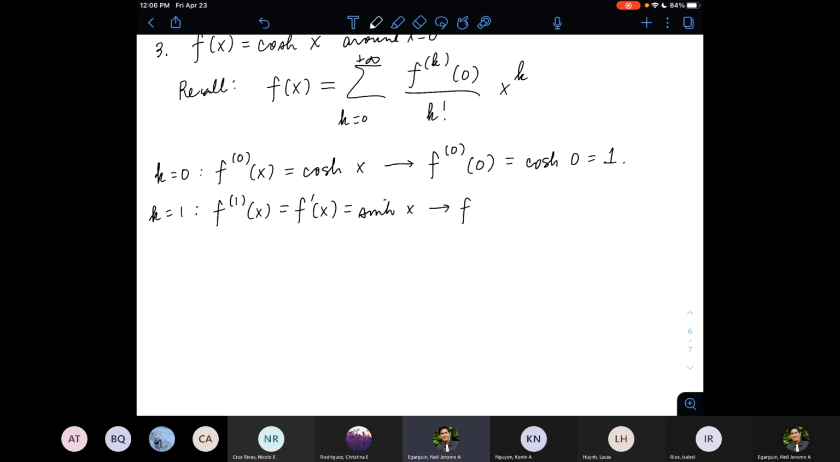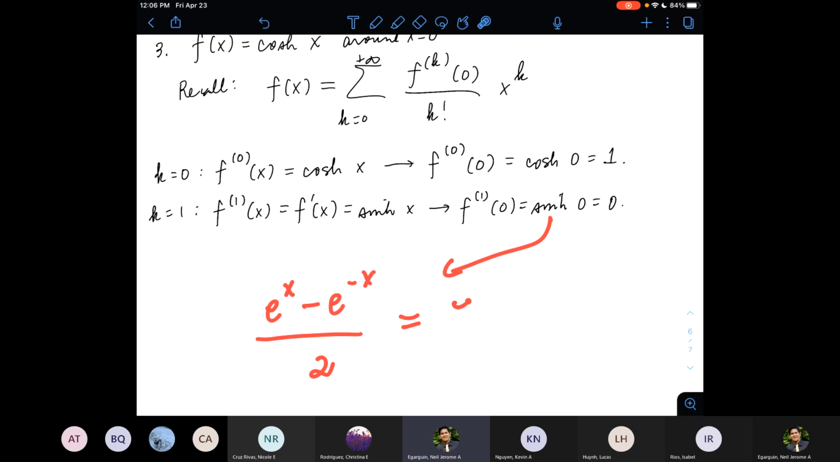And then we need to plug in 0 to f upper 1. So this will become sinh of 0. Sinh of 0 is equal to 0, because sinh is e to the x minus e to the minus x all over 2. So this would be e to the 0 minus e to the 0 over 2. So this guy would be 0.